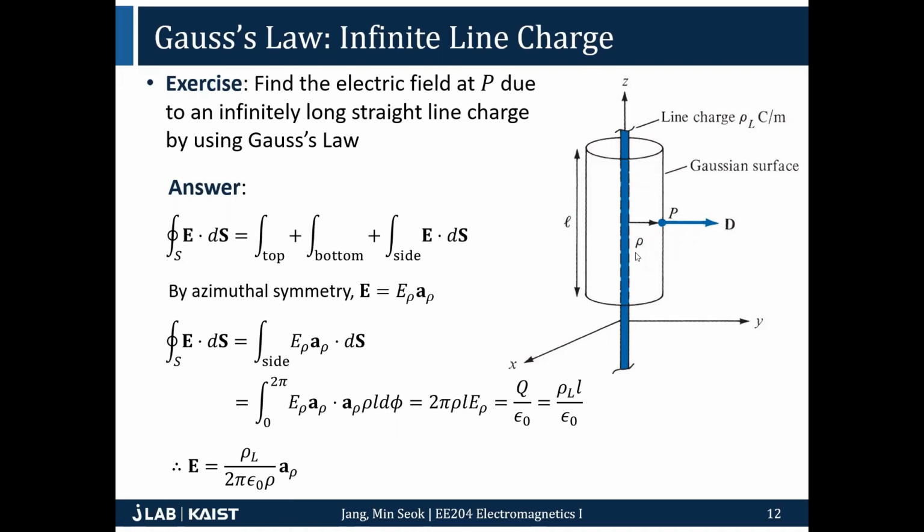So once you are sure that the electric field can only have an E rho component, and this E rho component can only depend on rho, then everything else is just easy, right? You just apply Gauss theorem and evaluate E dot dS, which is equal to Q divided by epsilon naught, and then Q is rho L multiplied by L. So E is along the rho direction, and it has this dependence.